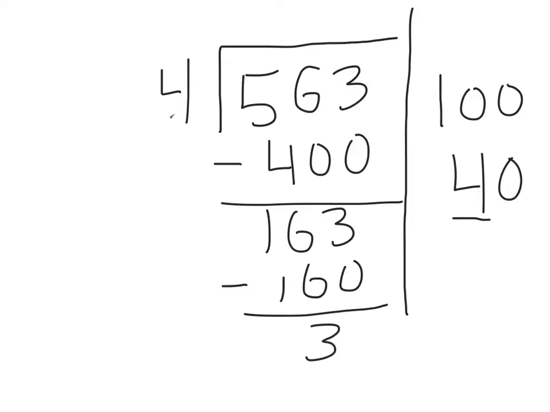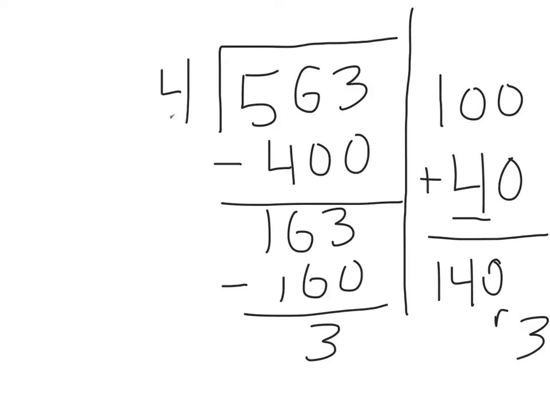Now I ask myself, does 4 go into 3? If you ask yourself that question, the answer is no. So that is my remainder, and I would just add these two up in the right hand column. 100 plus 40, I get 140, and then I have remainder 3. And I'm pretty much done.